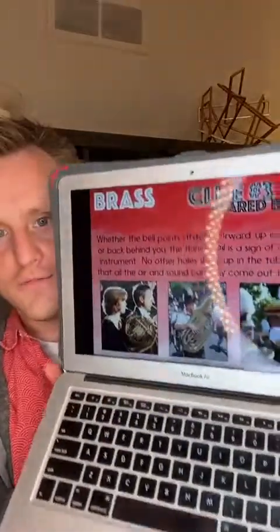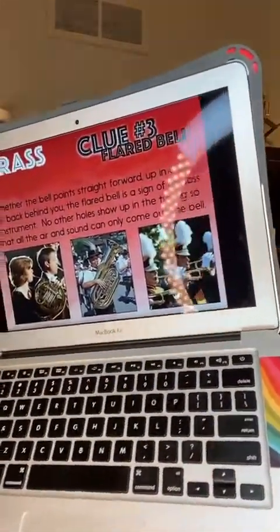So there's a French horn, there's a tuba, there's a trumpet. And this is all in that same PowerPoint to give them that context. Which is nice because then I can walk around and point at it with my little laser pointer as we go. Clue number 4, the brass instruments are made of metal.